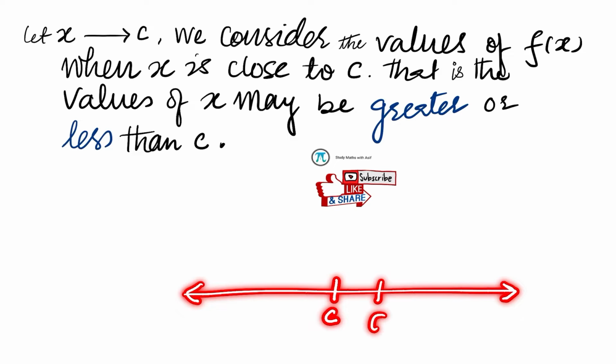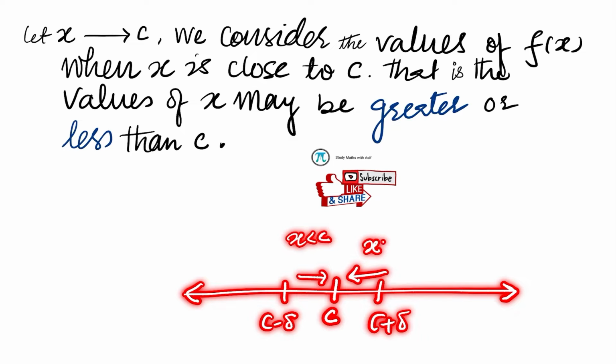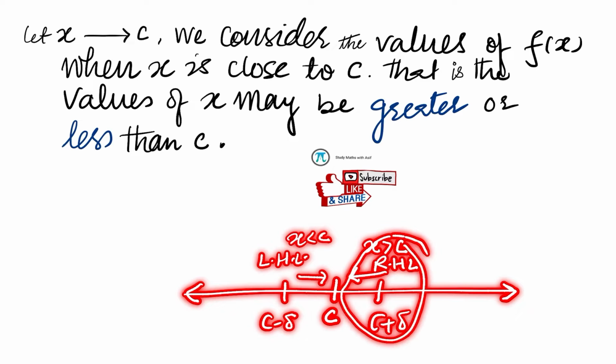So I write here c plus delta and I write here c minus delta. When you approach c from the left, these are the points which we consider, and these points are less than c. When we approach c from the right, these are the points which we consider, and these are greater than c. So we call this the left hand limit, and this the right hand limit, because we will be given the points in parts. Either these points will be given or these points. And this is for delta small.